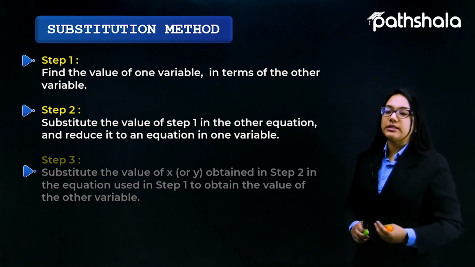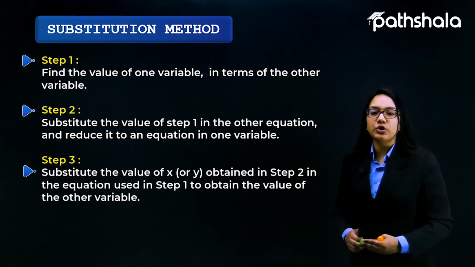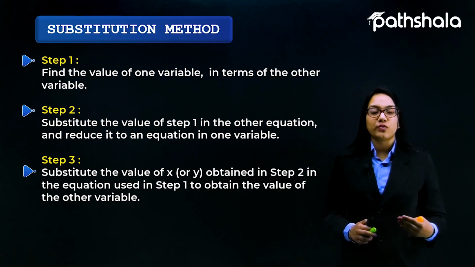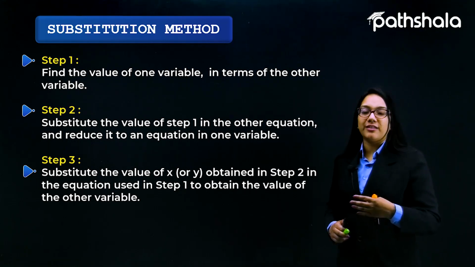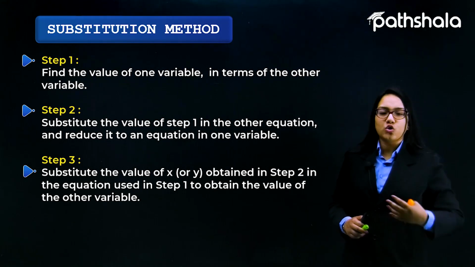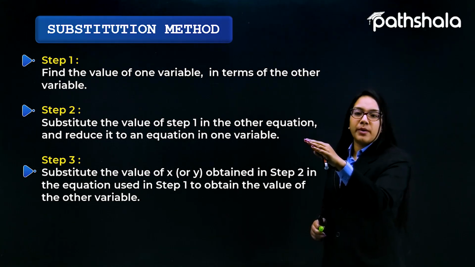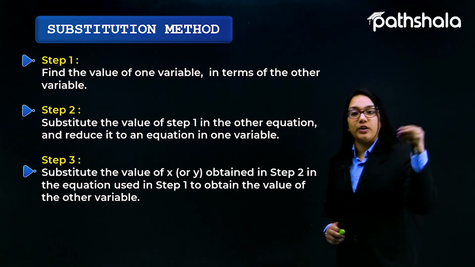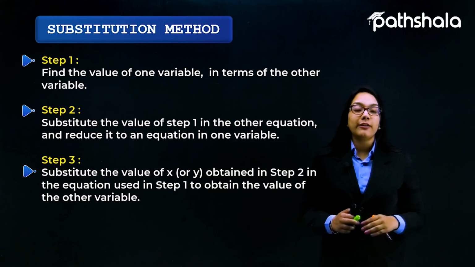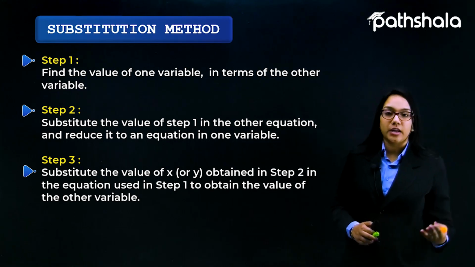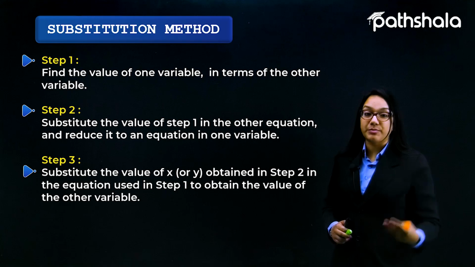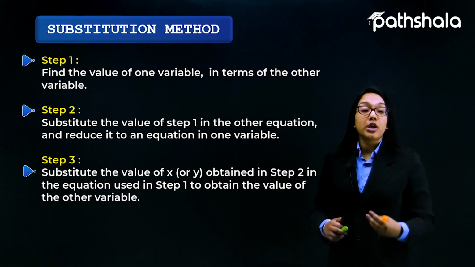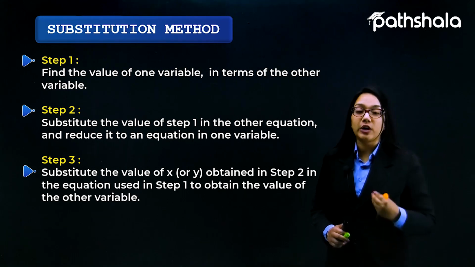Further, step number 3 is: substitute the value of x or y obtained in step 2 in the equation used in step 1 to obtain the value of the other variable. So whatever value we get from step number 2, we substitute it in the equation from step number 1, and then we can find the value of the other variable. These are the three important steps that help us use the substitution method to find the solution for a pair of linear equations.